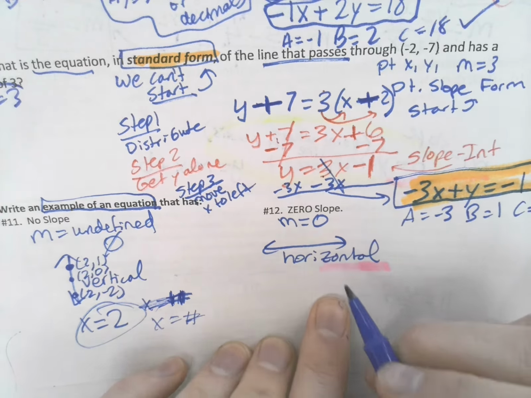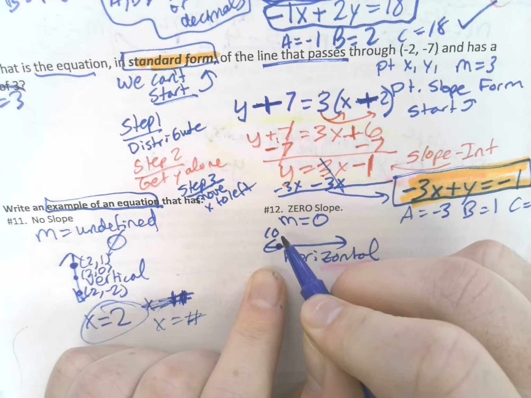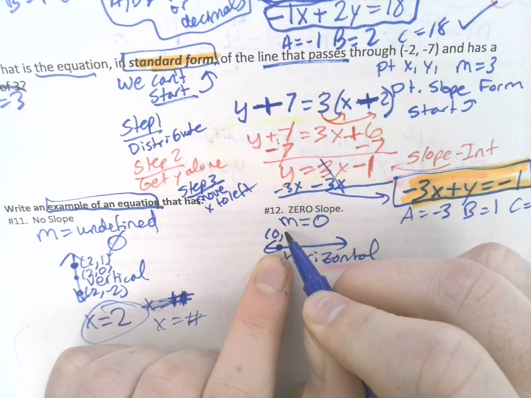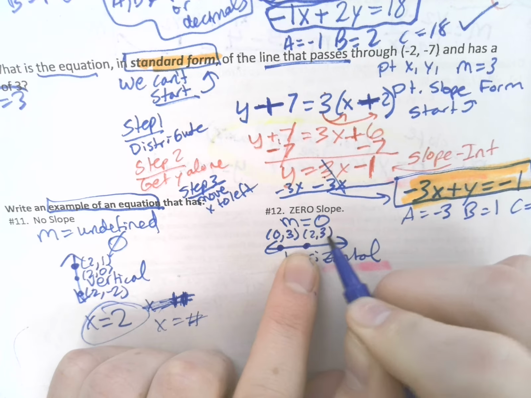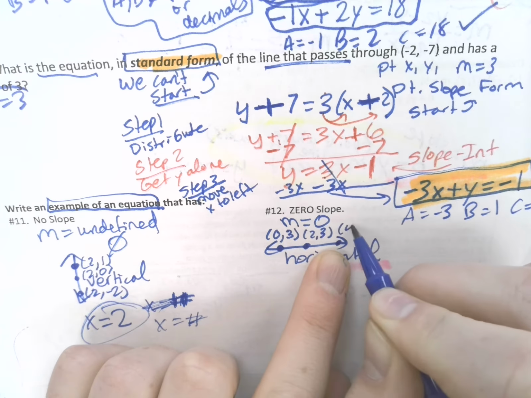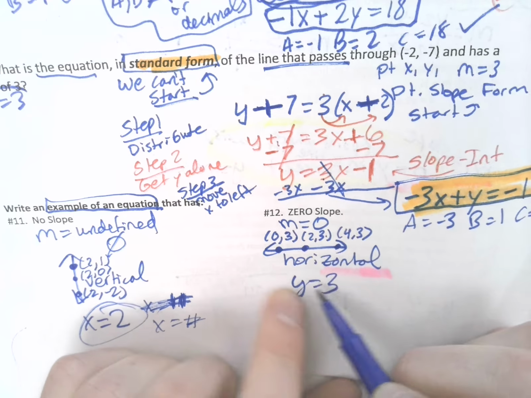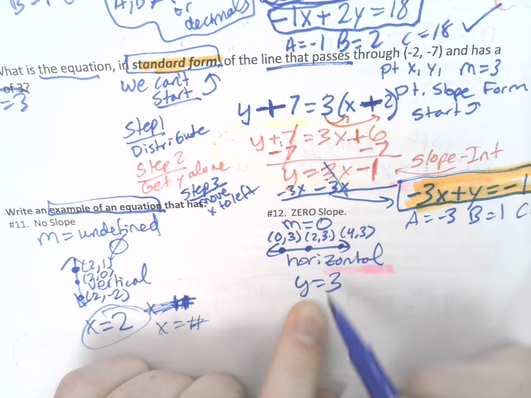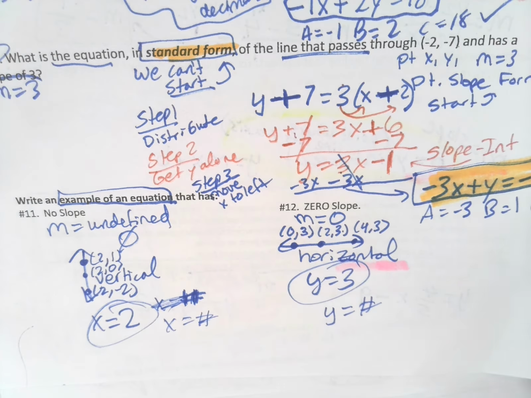How about over here? Instead of x equals a number, if you have a horizontal line, we know that is maybe 0, 3. This would be 2, 3, and then that could be 4, 3. You notice how the y never changes? Y equals 3 would be an example of a horizontal line like that. Or y equals any number could work.